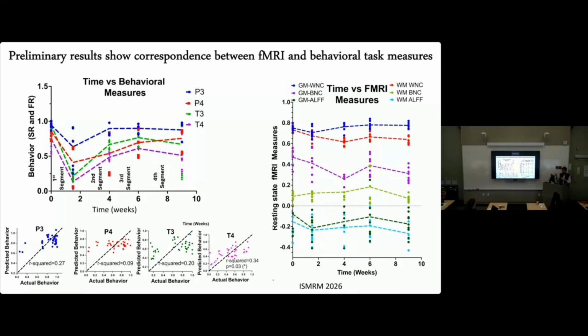But what we see in the fMRI connectivity measures is that many of these fMRI measures from the gray and white matter have a very high correspondence to these behavioral task measures. And this opens up a new window of inspecting or predicting behavioral trajectory using fMRI, and possibly using them as a biomarker for the behavioral recovery process in humans also later.